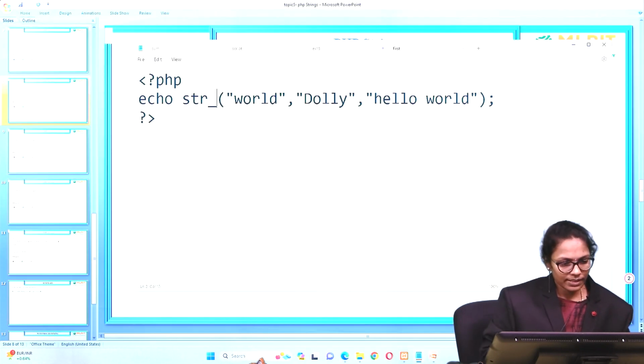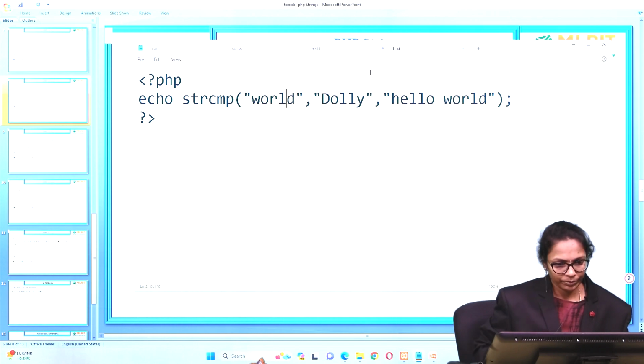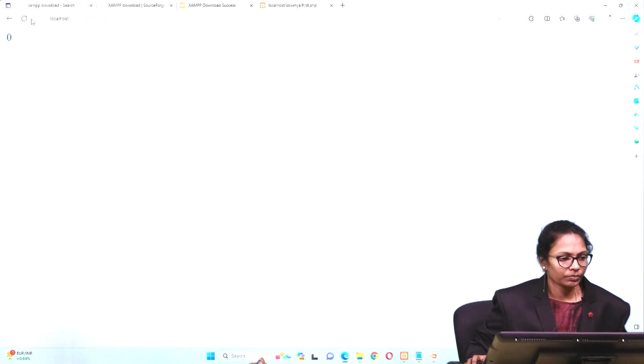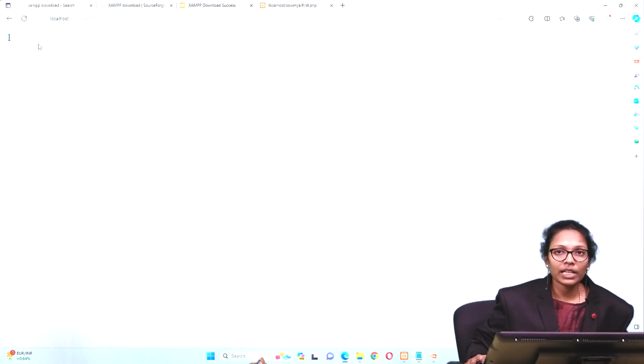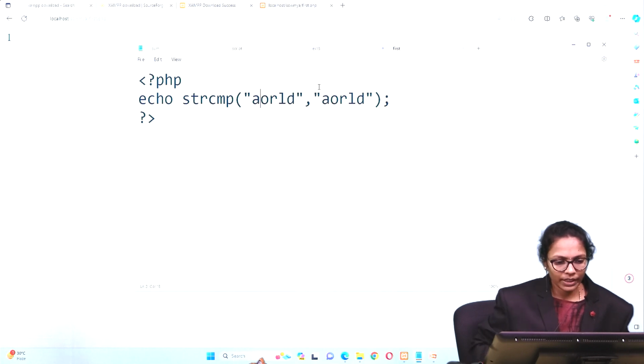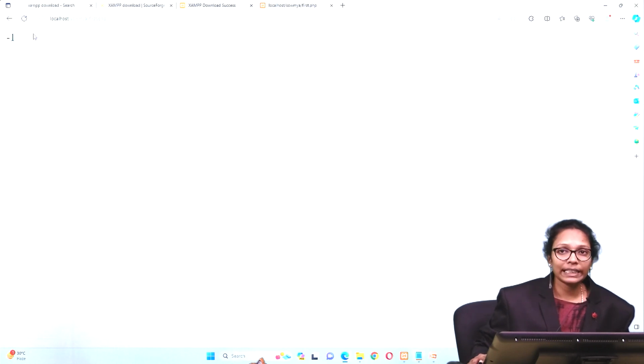Next is strcmp. It will compare two strings. It is giving 0. Why? Because both are equal. Now I can give some A. Both are different, so now I am getting a positive value, which means the first string is greater. Now if I give A and W here, I am getting a negative value, which means the second string is greater than the first string.